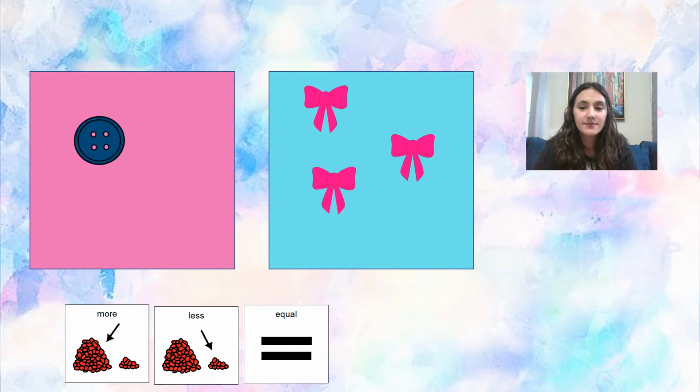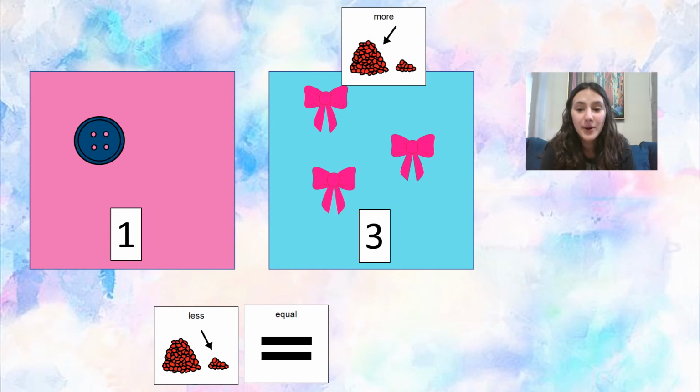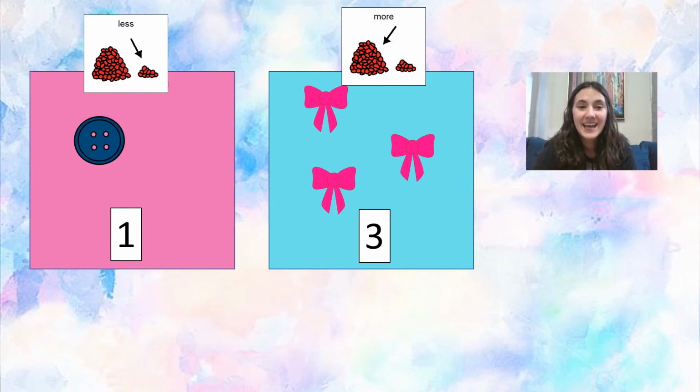1. There is 1 button. Now let's count our bows. 1, 2, 3. There are 3 bows. If we look at our numbers 1 and 3, I can see that 3 is a bigger number, which means there are more bows and less buttons.